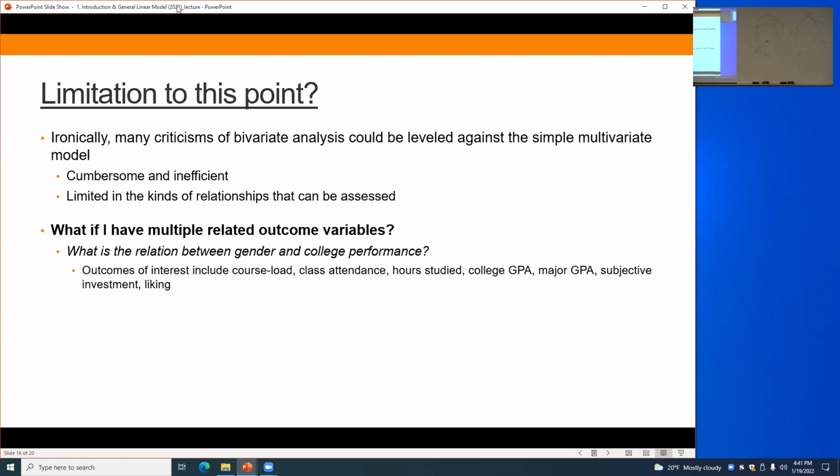So what if I'm interested in the relation between gender and college performance? Well, how do I measure college performance? College performance is a whole lot of stuff. It could be course load, class attendance, hours studied, GPA, major GPA, subjective investment in university life. These are all things that are probably going to have some association with one another. Now, I could just have a model for each one of these outcomes individually. Then I'm going to have a whole lot of models, right?